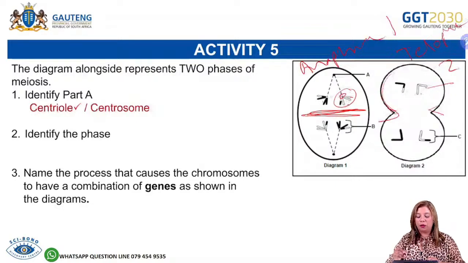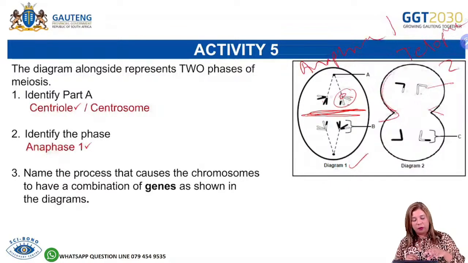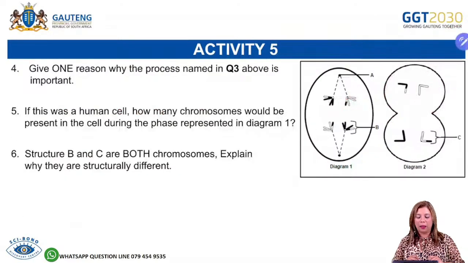Identify the phase. They're talking about diagram 1, and that would be anaphase 1. We know why, because it's after prophase crossing over has occurred. Name the process that causes the chromosomes to have a combination of genes in these diagrams. You know this, crossing over. We've gone over it, okay?